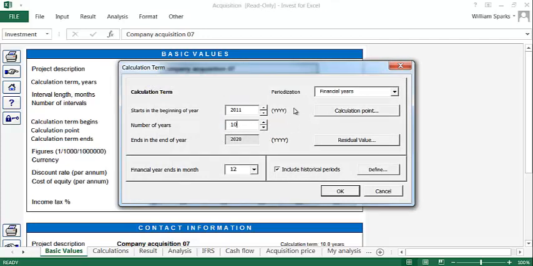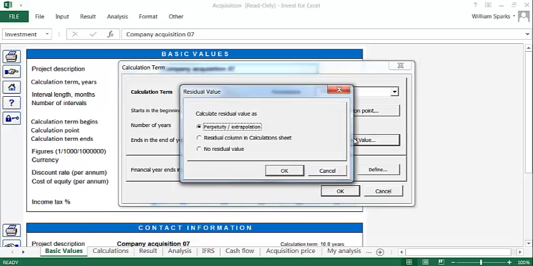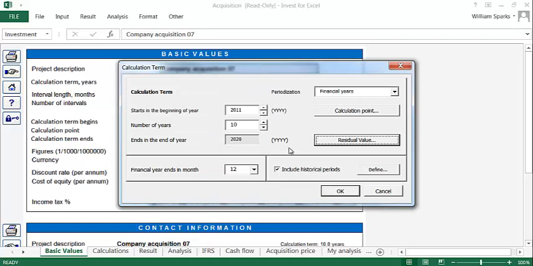So we see here is a 10-year calculation. And residual value, if you press the residual value button, here is by default selected perpetuity extrapolation. I mean, it's going concern then, so eternal cash flows. That's okay.